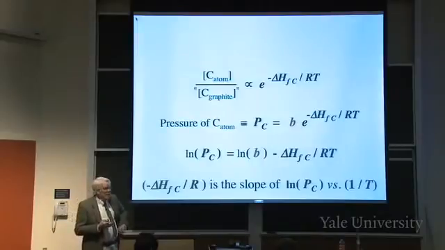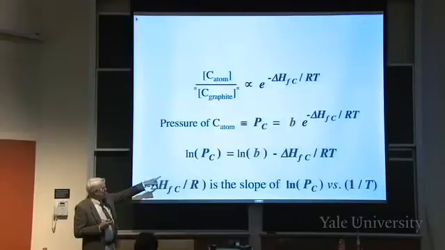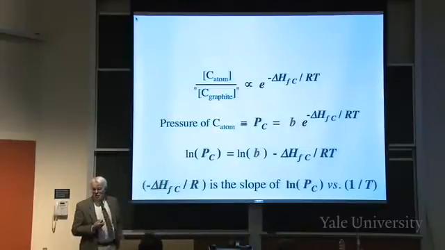Does everyone see that? That equation says that there's an intercept, which is the log of B, and a slope, which is minus delta H formation of carbon divided by R, if you plot against 1 over T. Everybody with me on that? Nod if you see it.